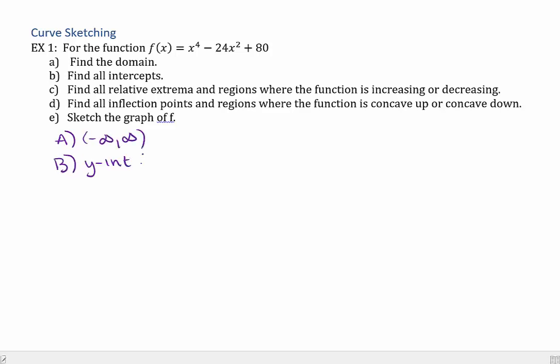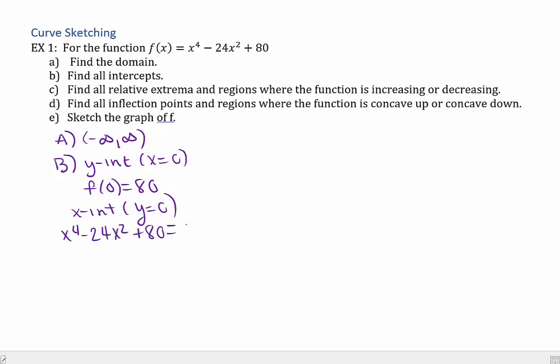To find the y-intercept, I'm going to plug in 0 for x, and f of 0 is 80. To find an x-intercept, I plug in 0 for y. X to the fourth minus 24 x squared plus 80 equals 0. I'm going to see if I can factor this thing. It starts with an x to the fourth, so I could put an x squared and an x squared in.